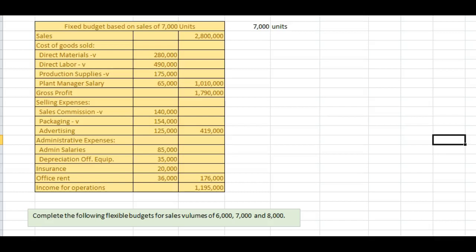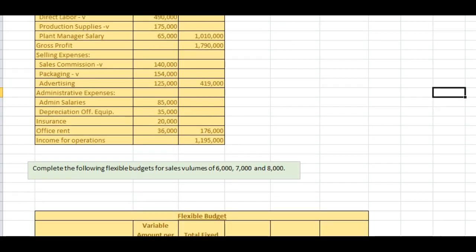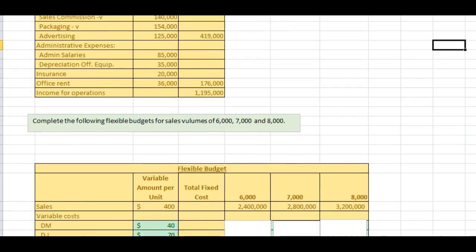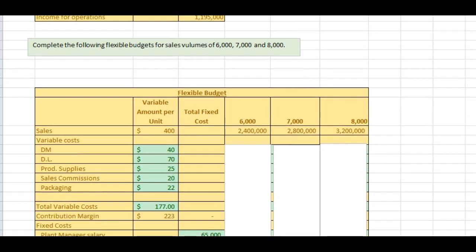Okay, we are now starting on standard costs and variances, and this is a continuation from budgets. We're going to start off with how to create a flexible budget using a base amount of sales. The first thing we look at here is our fixed budget based on sales of 7,000 units. And this was what you might call a standard. So then we're going to extrapolate that 7,000 units using it as a standard base.